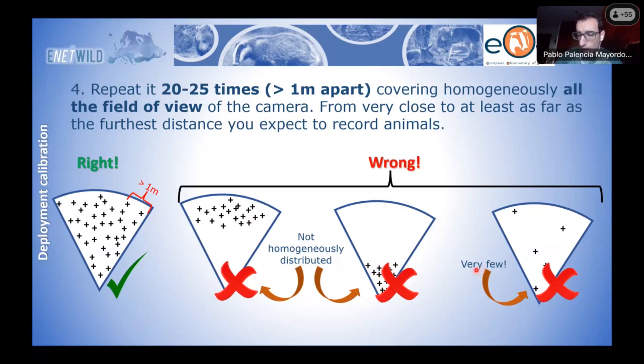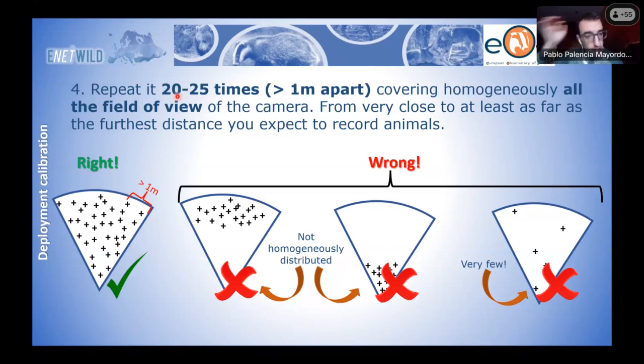And also avoid placing the pole in very few placements, for instance 3, 4, or 5, okay? So I recommend in the field to put the pole around 20 times in 20 different locations, 1 meter apart. This is also important, because if we put the pole very close, let's say 20 centimeters from one side to the other, then we are calibrating exactly the same location. It's better to put the pole more than 1 meter from the previous location of the pole, covering homogeneously all the field of view of the camera.